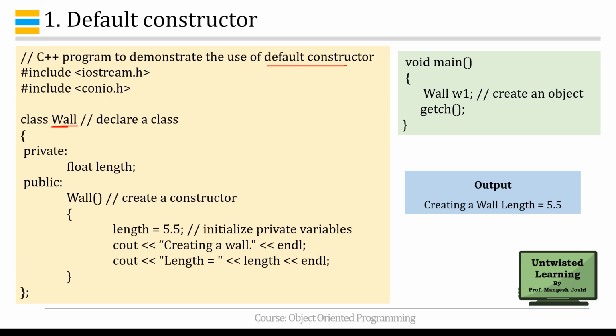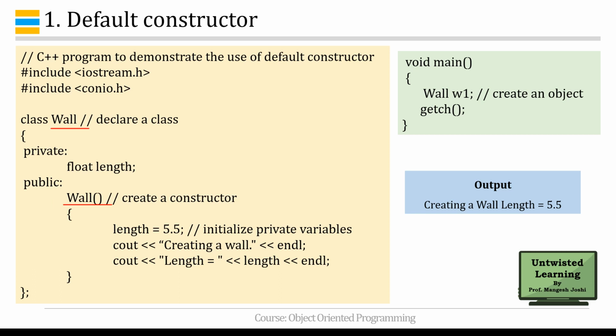In the private section, length is created, wall length. In the public section, the constructor is created. This is the syntax for the default constructor. You can see there is no value inside the round brackets, and hence it is called a default constructor. You can see there is no return type as well, like void or int. We have given the same name as the class name, wall.